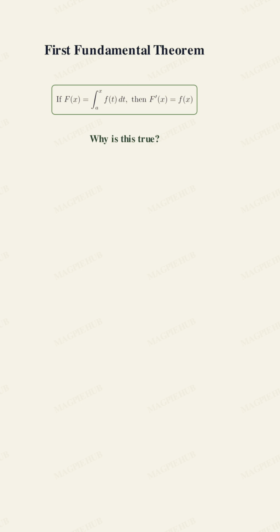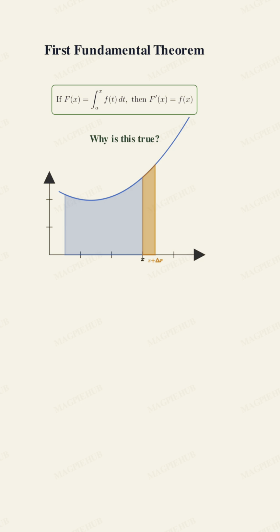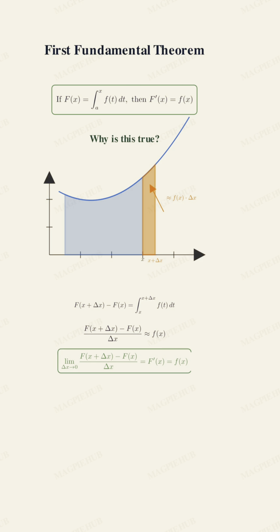First fundamental theorem of calculus. If F of x is defined as the integral from a to x of f of t dt, then F prime of x equals f of x. In words, the derivative of the area function is the original function.